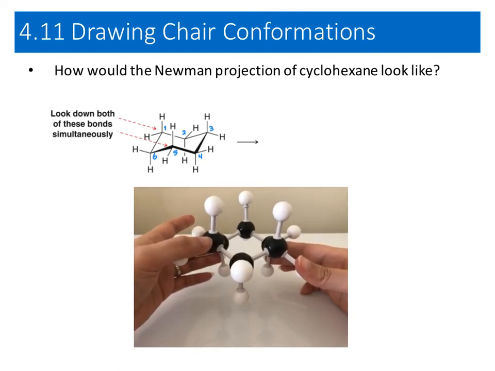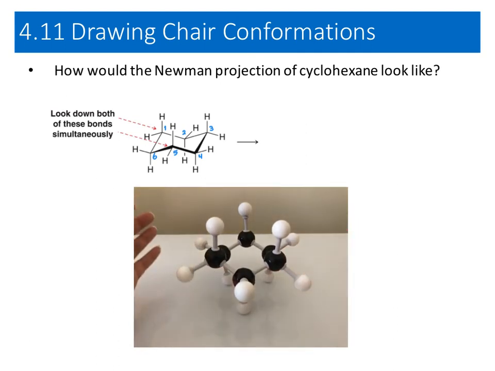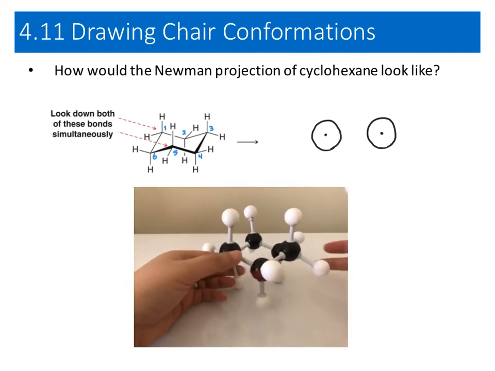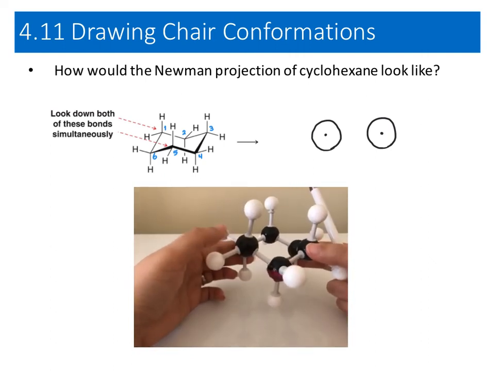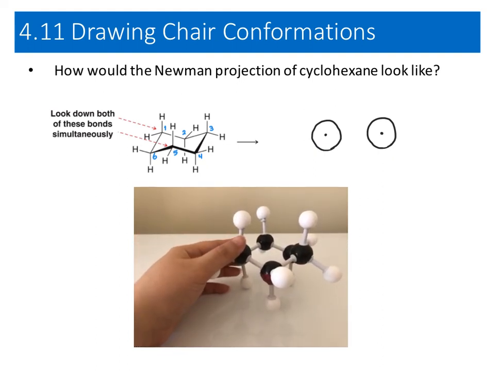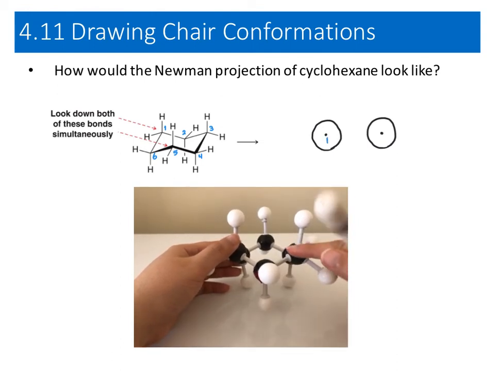Therefore, I need to draw 2 circles here. So let's draw 2 circles. This is the first one. And this is the second one. Now, so I need to look through, as I said, C1, C2. So this dot right here is the C1. And look through C5, C4. So this dot is the C5.